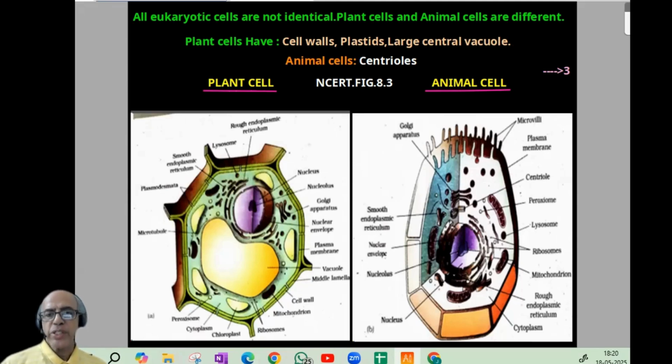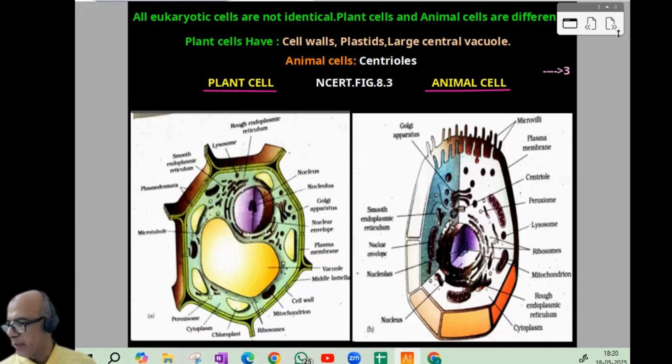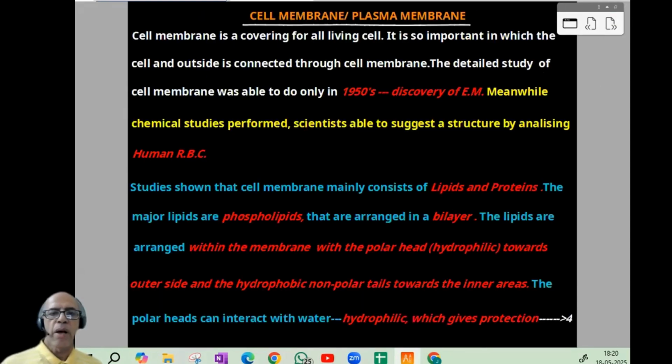And what are the main differences between plant cell and animal cell? Plant cells have cell walls, plastids, and a large central vacuole. Animal cells have centrioles. Now, the 2 diagrams, photographs you can find from NCERT figure number 8.3, plant cell and animal cell. Theory question, entrance question, labeling question, it can be in different manners. I think the idea is clear. Now we can proceed to our next item, that is plasma membrane, otherwise called cell membrane.